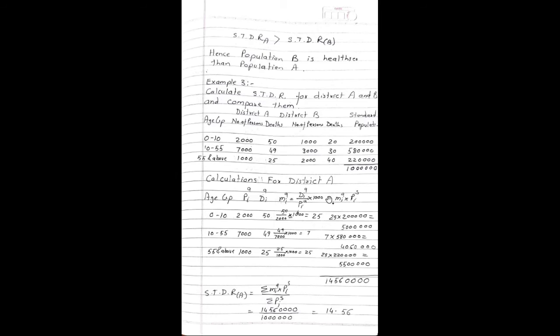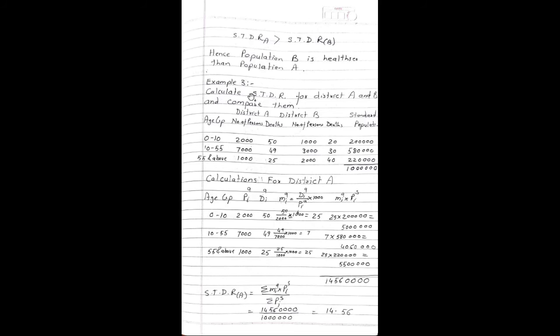So we will compare the STDR for population A and for population B. STDR for population A is greater than STDR for population B. Hence, population B is healthier than population A.